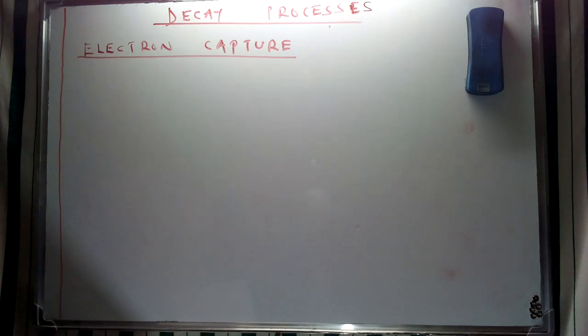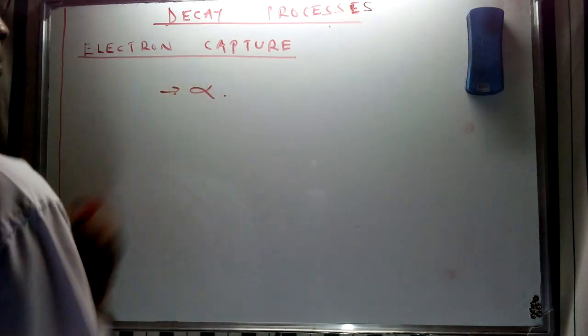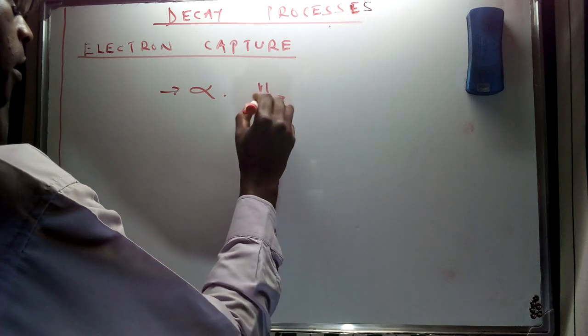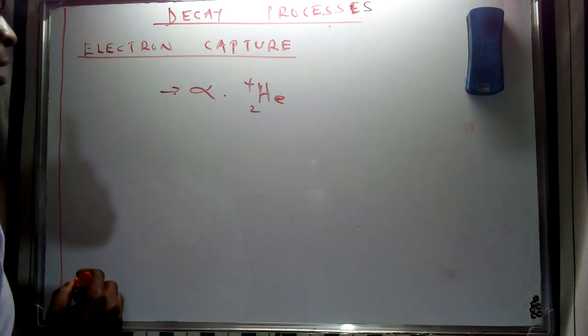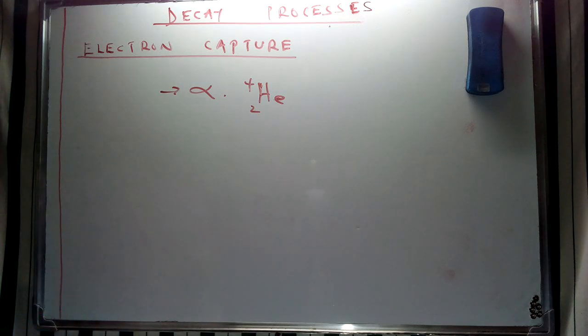So in this specific discussion, we are going to look at one of the decay processes, which is electron capture. This follows our previous videos on concepts that fall under the category of radioactive decay. This entailed the concept of alpha decay, which we said is the release of a helium nucleus, with daughter nuclei formed after an alpha decay.